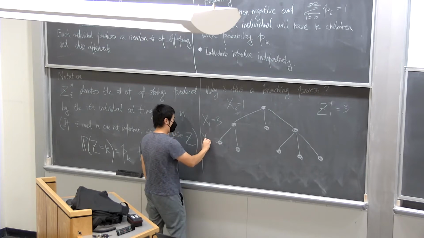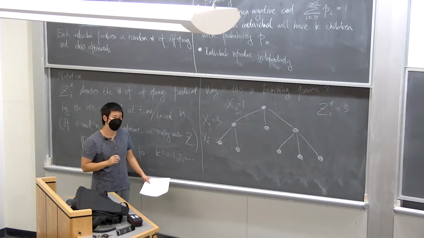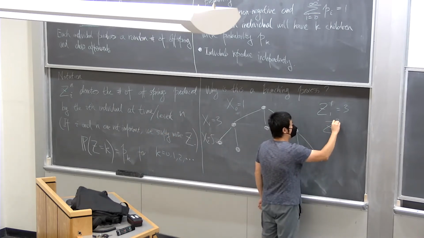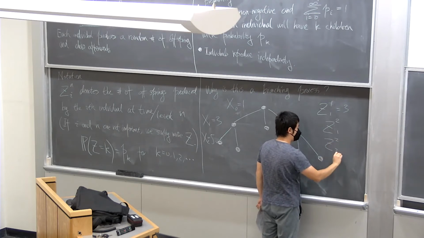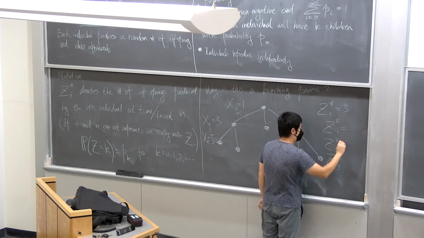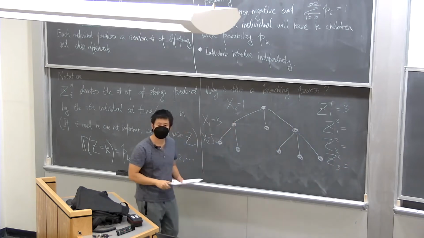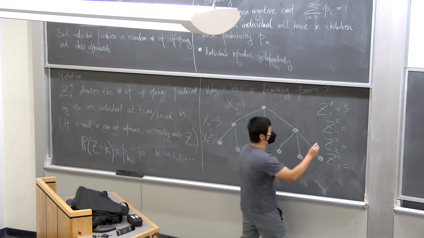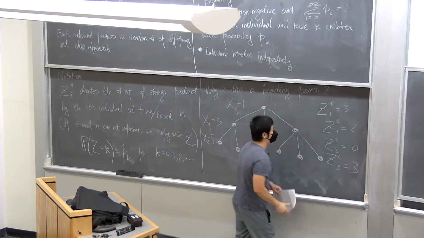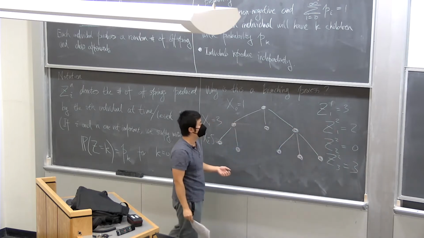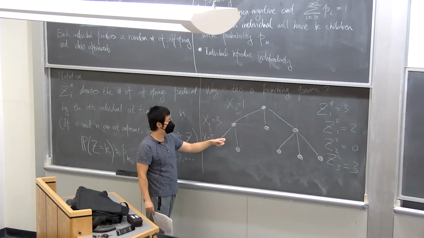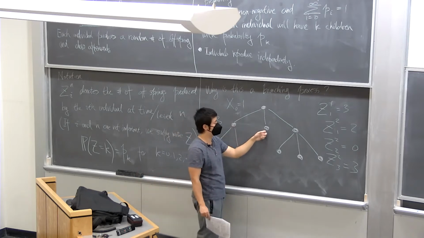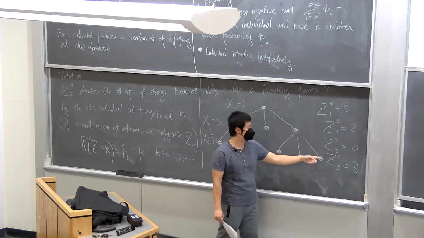So in this case, x2 is going to be what? x2 is 5, right? Exactly. And now what is z2 of 1, z2 of 2, and z2 of 3? What are these 3 quantities? Yeah, exactly. Yeah, 2, 0, 3. Because z2 of 1 is the number of offspring at time 2 of the first individual, which is over here, and this is the second individual. This corresponds to z22, and this corresponds to z23.